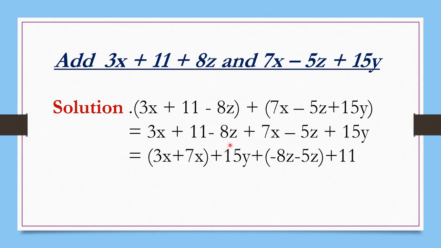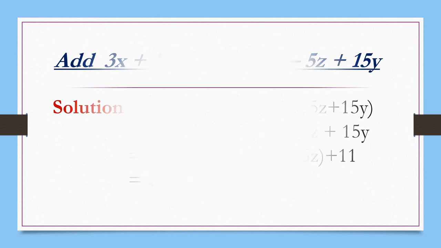If we search for the term which has z, we have minus 8z and minus 5z. So this also I have kept inside a bracket. And then we have just one constant. Now let us solve. The solution is 7x plus 3x is 10x, 15y as it is, minus 8z and minus 5z becomes minus 13z, plus 11. So this is the final answer of the sum of these two trinomials.